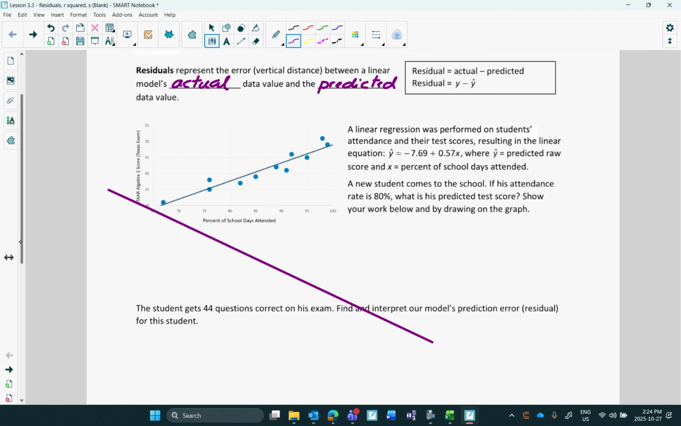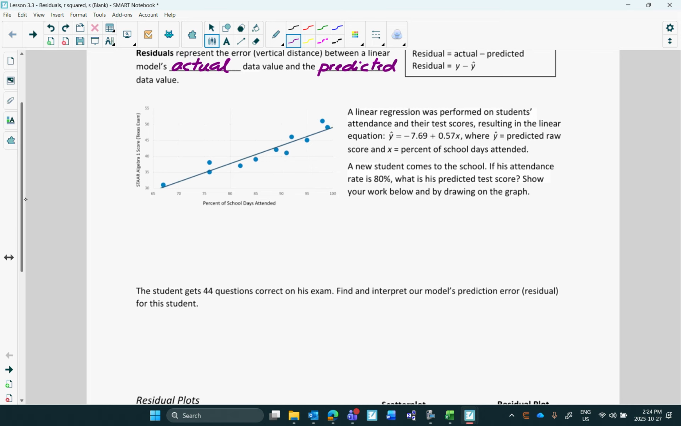So we looked at this example in the last lesson between percent of school days attended and the raw score on a particular type of test, a state test. And we got the equation y hat equals negative 7.69 plus 0.57x, where y hat is the predicted test score and x is the percent of school days attended. What does negative 7.69 represent in this equation?